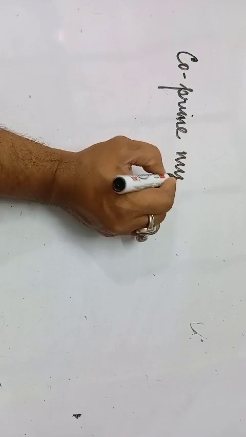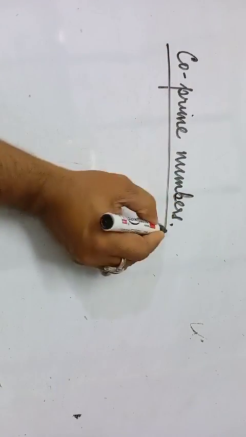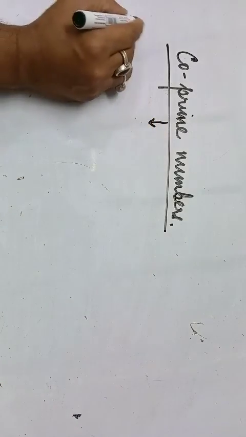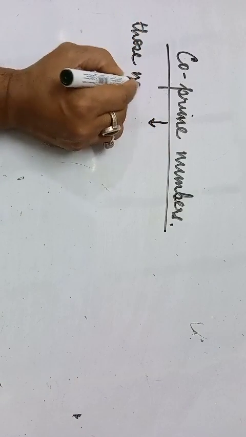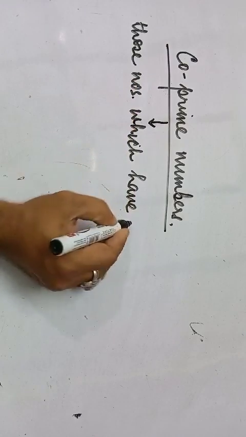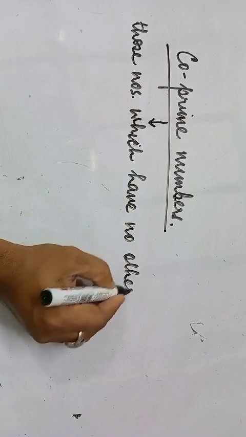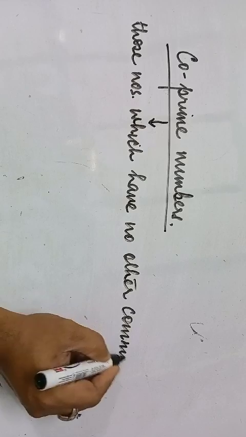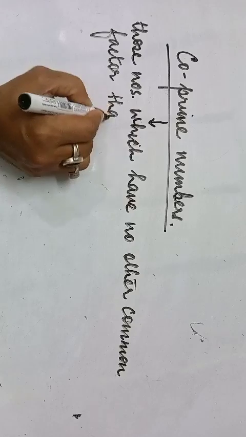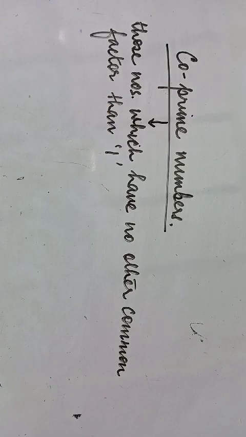Okay, this term is not so popularly used, but then whenever it comes, you must relate it with the prime numbers. So co-prime numbers. So what are these co-prime numbers? You see, co-prime numbers are those numbers which have no other common factor than 1. Now let us understand co-prime.